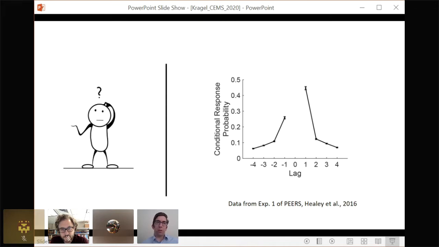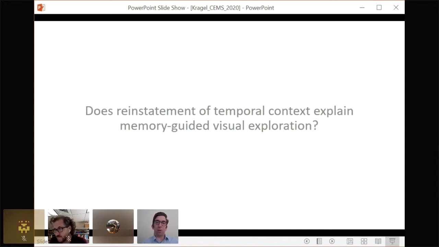While this is very well established in the domain of free recall, there have been relatively few studies that have looked at how reinstatement of temporal context might influence other types of behaviors. Here I'm going to look at memory-guided visual exploration. As people, we're very visual creatures. We go about the day looking around and recognizing our environment all the time. How might temporal context play a role in this?